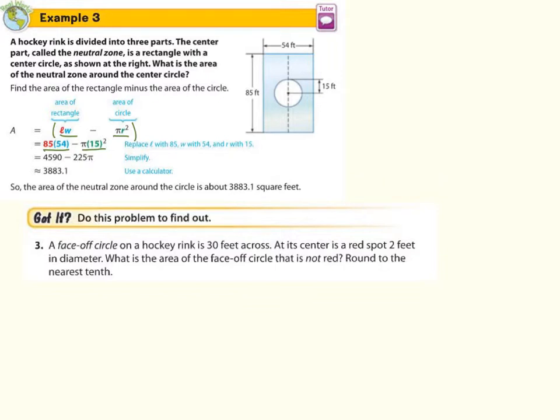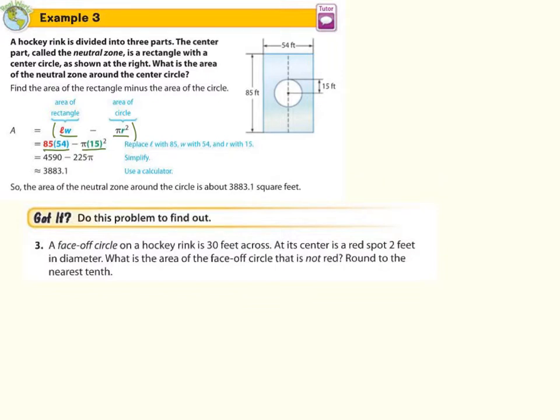So we're going to find the area of the rectangle, which is how you find length times width. And then we're going to subtract the area of a circle. Area of a circle is pi r squared. So that's where they get those formulas from. So you see the results of example 3.